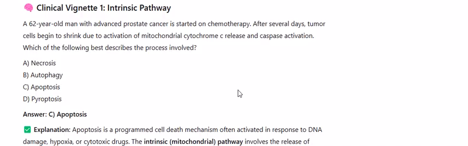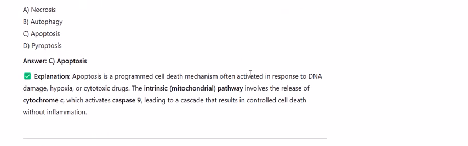Explanation. Apoptosis is a programmed cell death mechanism often activated in response to DNA damage, hypoxia, or cytotoxic drugs. The intrinsic mitochondrial pathway involves the release of cytochrome C, which activates caspase 9, leading to a cascade that results in controlled cell death without inflammation. Clinical Vignette 2. BCL2 function.